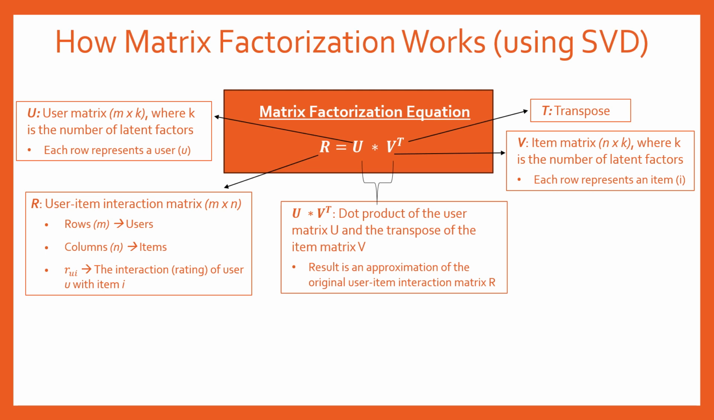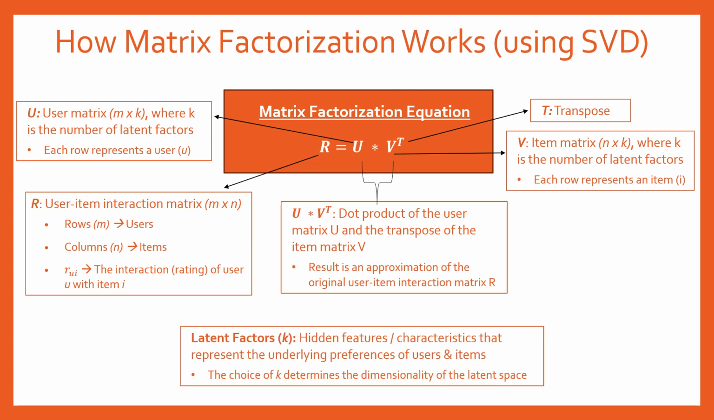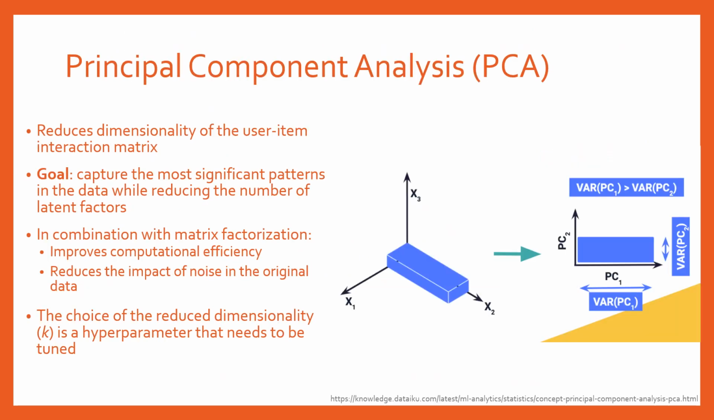The multiplication represents the dot product of the user U and the transpose of the item matrix V, and the result is an approximation of the original user item interaction matrix R. The latent factors K are hidden features or characteristics that represent the underlying preferences of users and items. The choice of K determines the dimensionality of the latent space.